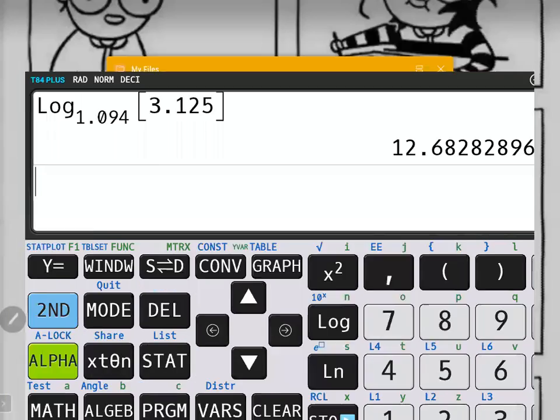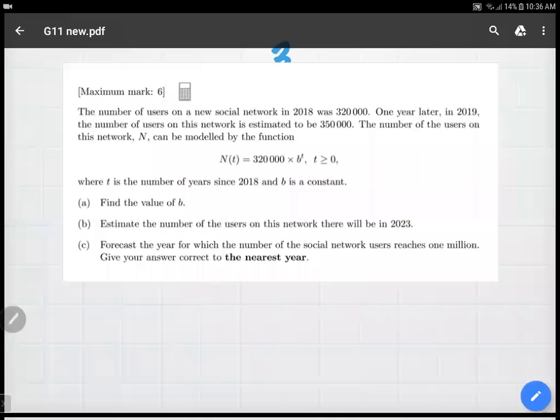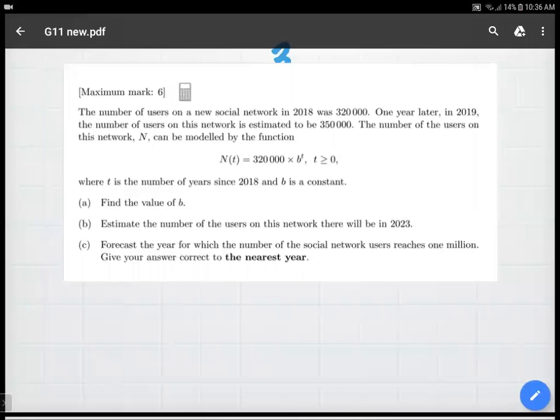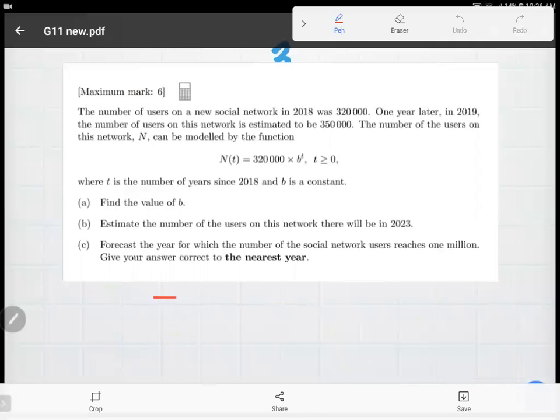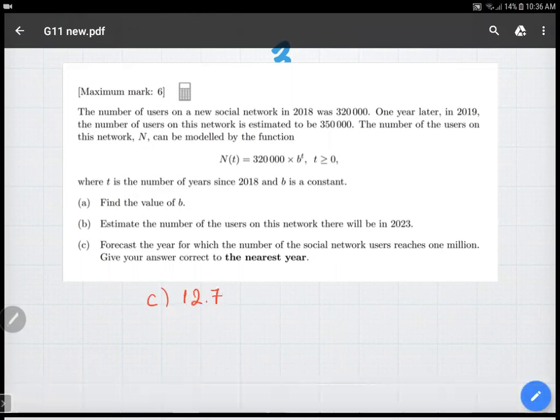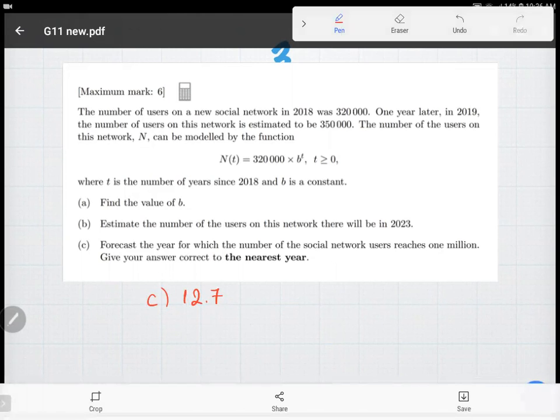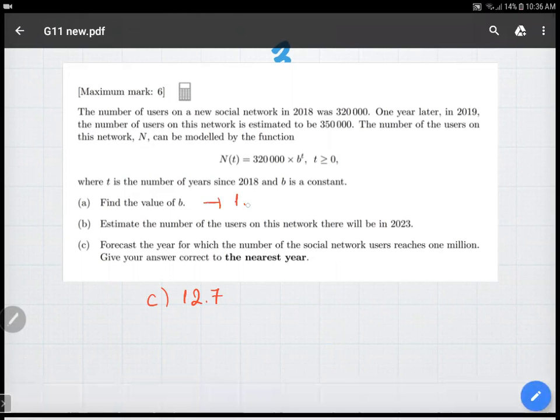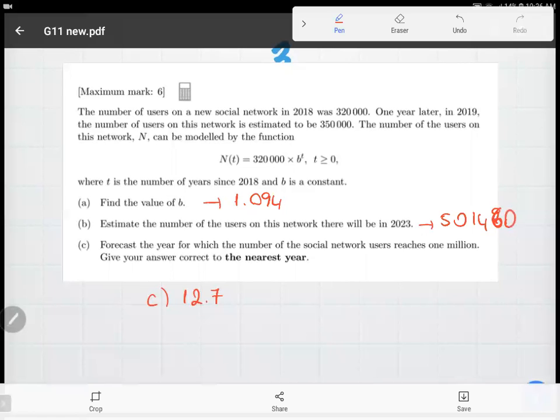So if we turn back to the question, now we found part C. Part C is 12.7. So if you want to remember all the previous answers, A is 1.094 and B is 450,460, and the last one is 12.7.